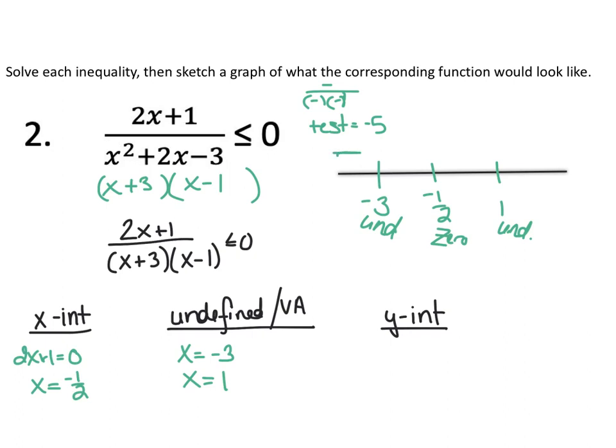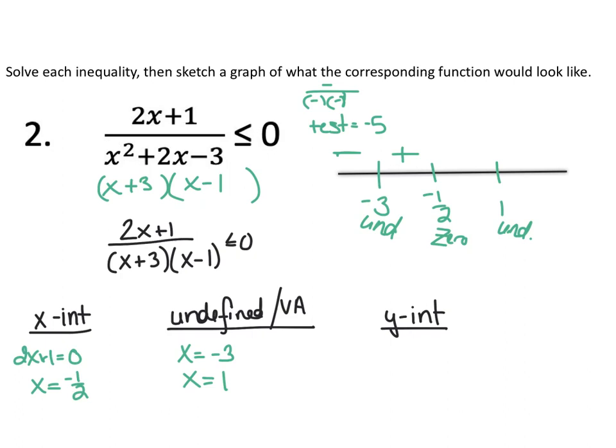3 negatives here is going to keep a negative value. I'm going to choose -1 now for a value between -3 and -1/2. So if I plug in -1 up top, I'm going to have -2 plus 1, which will be a negative. In the denominator, I would have a positive here because -1 plus 3 is positive, and here would be another negative. So I'm going to have 2 negatives. That's going to be a positive in between.